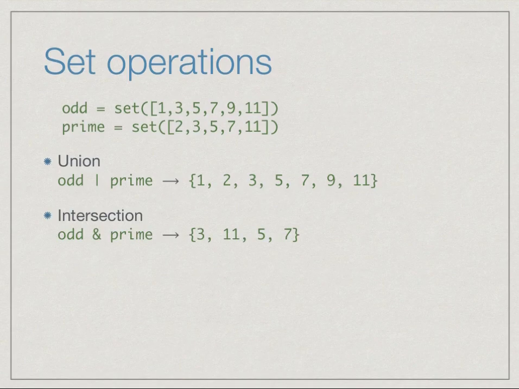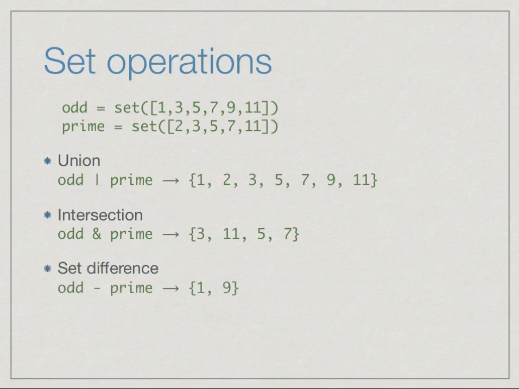If we ask for the intersection of the two sets, we use ampersand to denote this. We get those which occur in both sets, those numbers which are both odd and prime, in this case 3, 5, 11 and 7. Notice again that the order in which these numbers are printed may be arbitrary. Set difference asks for those elements that are in odd but not in prime. In other words, odd numbers that are not prime. In this particular collection, 1 and 9 are examples of odd numbers that are not prime.